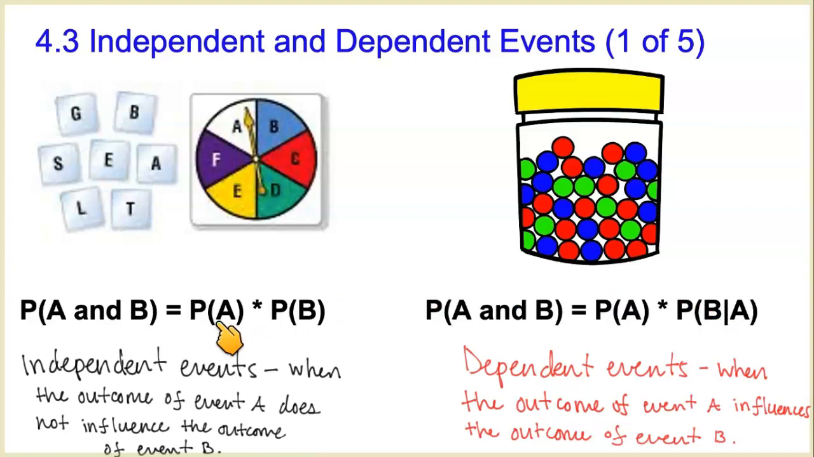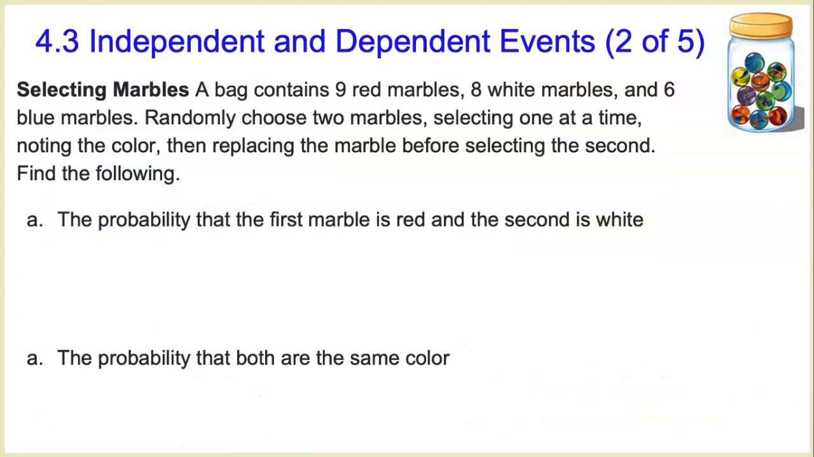With independent events, the probability of A and B occurring is the probability of A times the probability of B. For dependent events, the probability of A and B occurring is the probability of A times the probability of B, given that A already occurred. So although the initial statement may be the same, A and B, the way in which we find the probability is different, and it is all determined by whether the event is independent or dependent. And that's what we're going to look at.